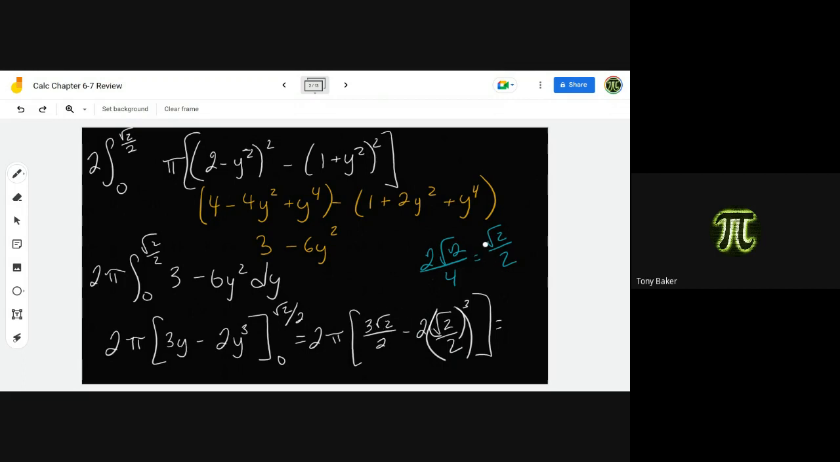So I got 3 square root of 2 minus square root of 2, which is 2 square root of 2 divided by 2, which is just square root of 2. So it ends up being 2 pi square root of 2 as my final answer. I said this one actually simplifies down to a nice single thing.